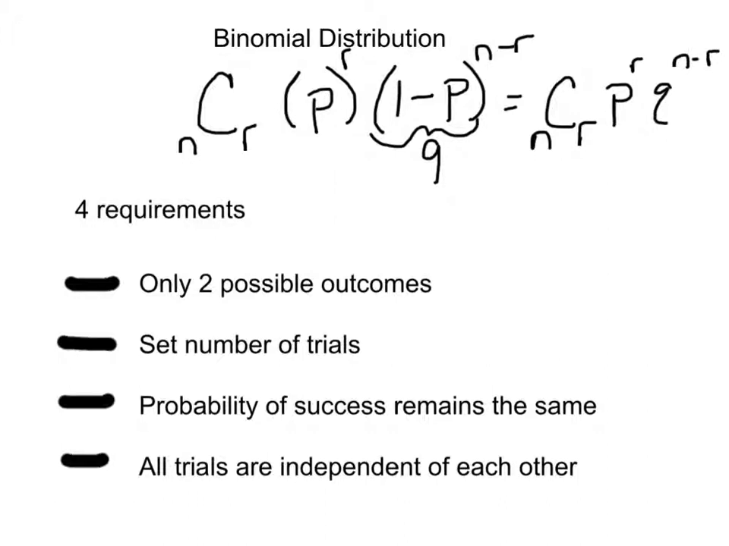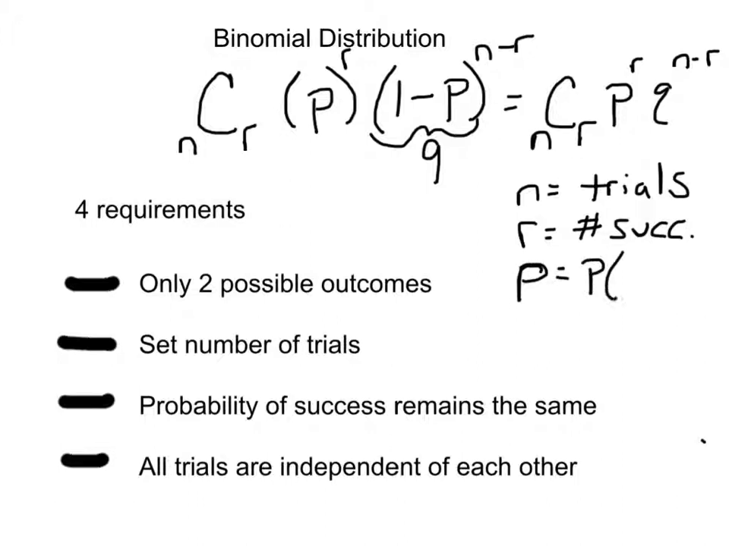you also see the formula written that way, where N is your number of trials, R is your number of successes, P is your probability of success, and then Q, because it's 1 minus P, will be the probability that you fail. For example, missing a free throw. If success would be getting a head, then the probability of failing would be getting a tail.